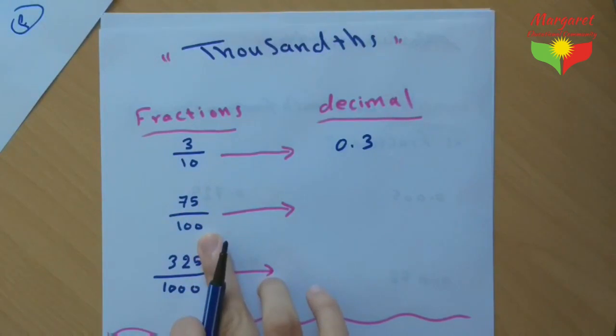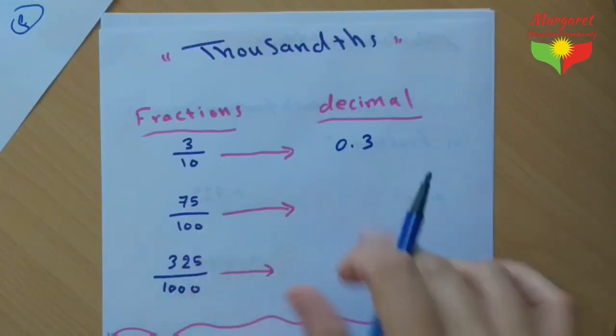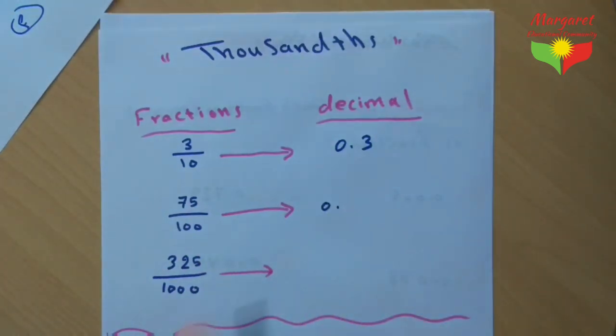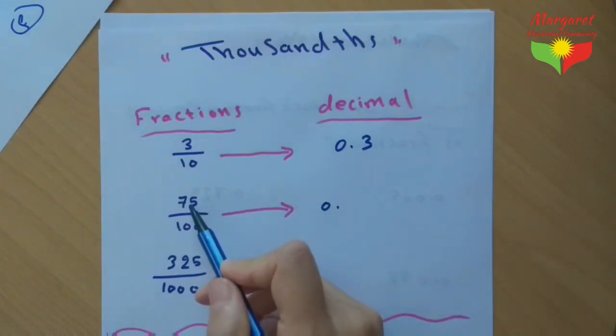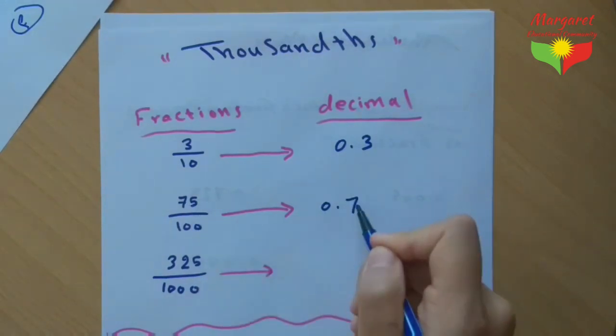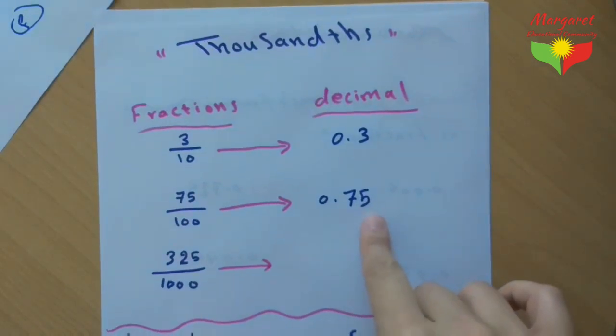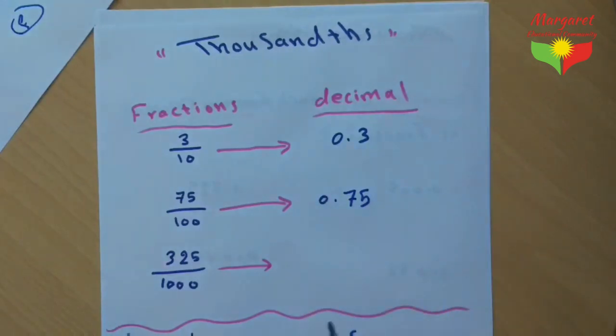75 out of 100, or 75 hundredths. How do we change a fraction number to a decimal? You must write a 0 and a decimal point, and always after the decimal point you must write the numerator. The numerator is 75, and we read it in two ways: 75 hundredths or 0.75.